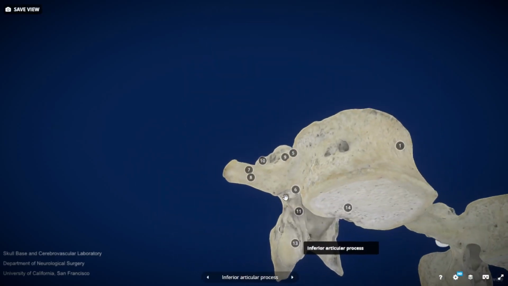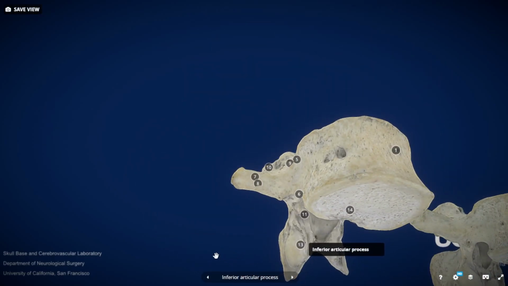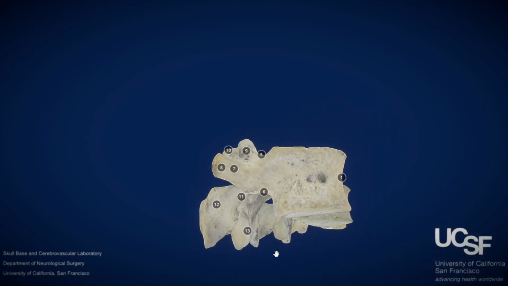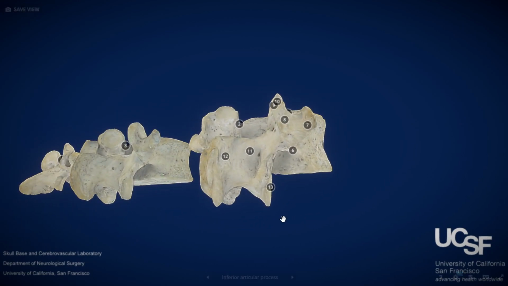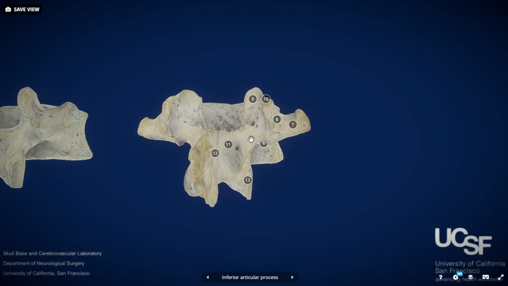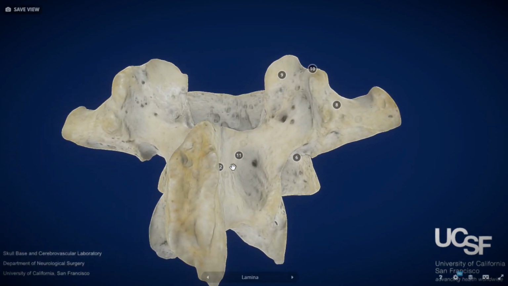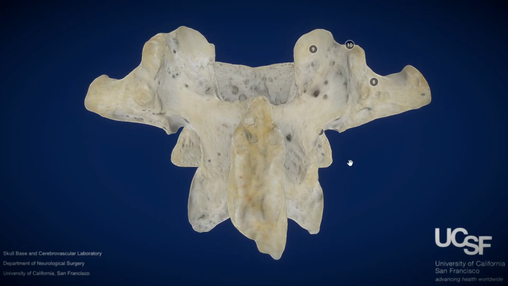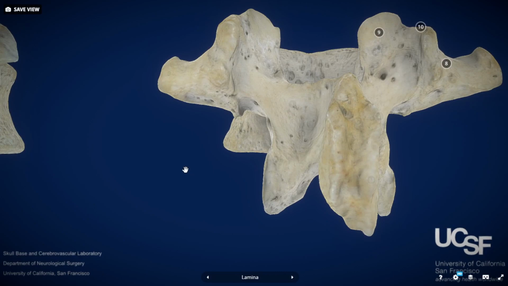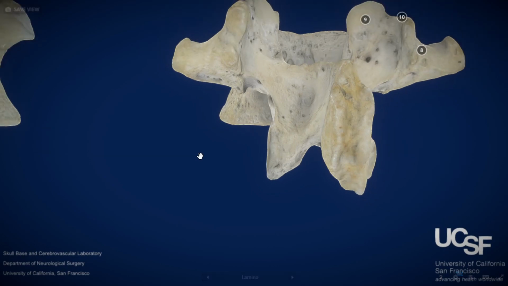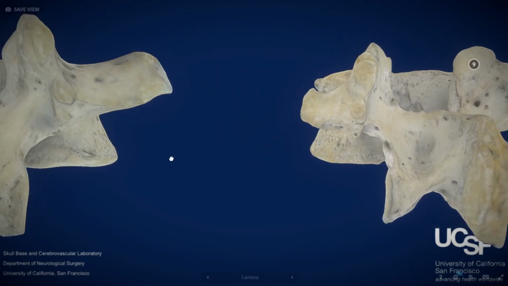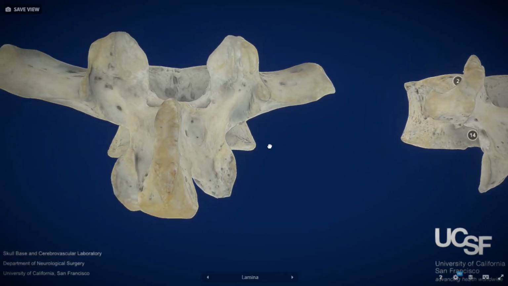Inferiorly, we have the inferior articular process that fits perfectly into the posterior and medial concavity of the adjacent superior articular facet. And in between, we have the pars articularis. Medially, we can see the ipsilateral lamina. The laminae of the lumbar vertebrae are broad and thick, but do not entirely overlap one another. In contrast to the thoracic region, a distinct space exists between the laminae of adjacent lumbar vertebrae.